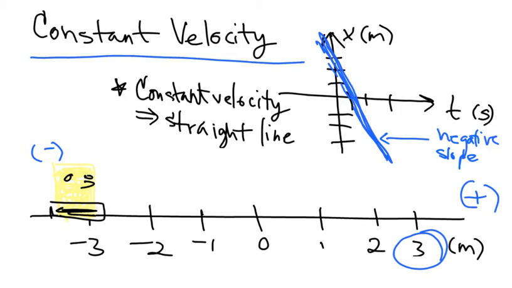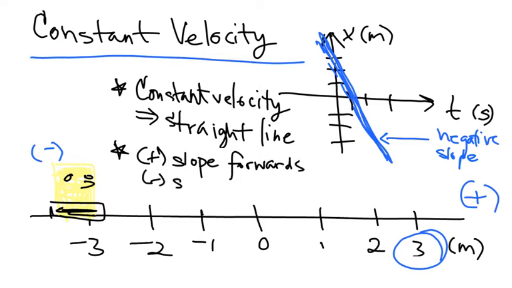The second thing that we have is that if our slope is positive, we're walking forwards. If our slope is negative, SpongeBob is walking backwards, or to the negative direction.